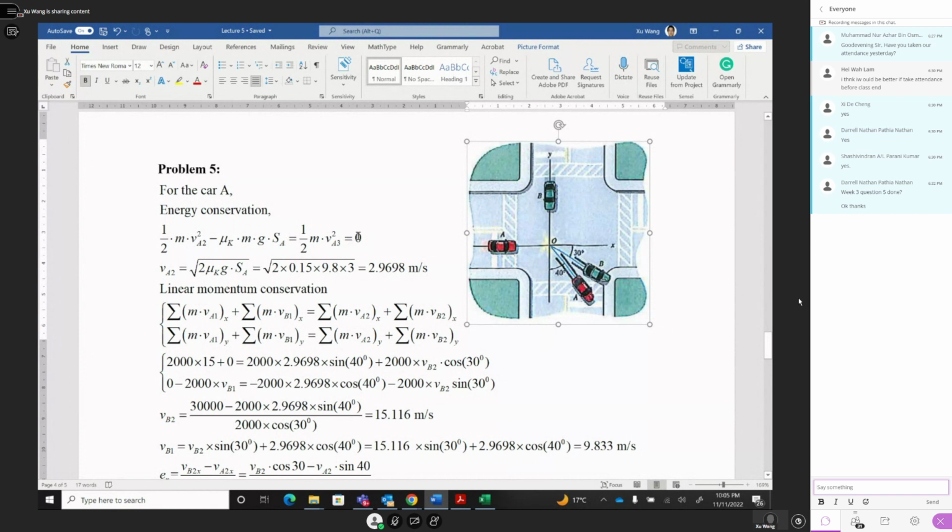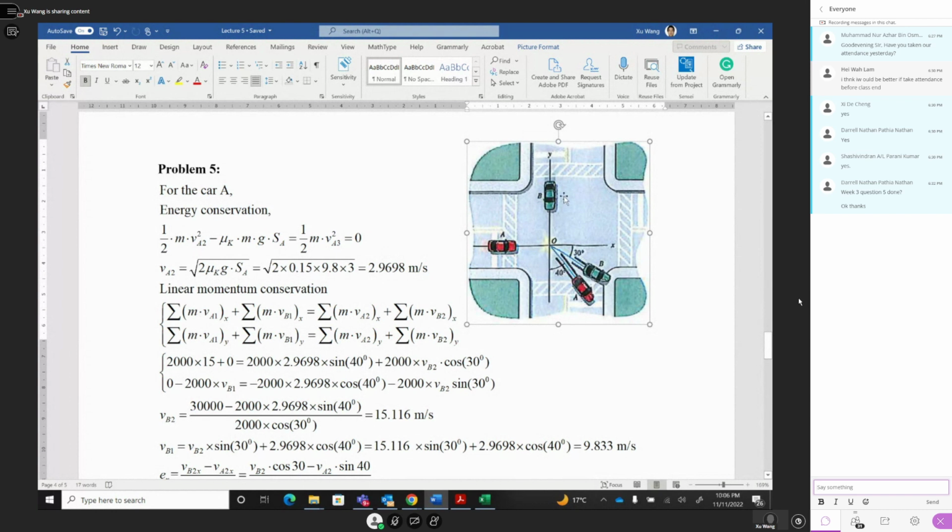Okay, you move this one, equal to 0, and then you should get the m cancelled. You should get VA2 equal to the square root of 2 mu g s. Right, this you'll get. This is 3 meters, this is 9.8, this is 0.15, and this is 2, and the square root, you can get 2.96. So after impact, this speed will be 2.96. That's what you get from this calculation.